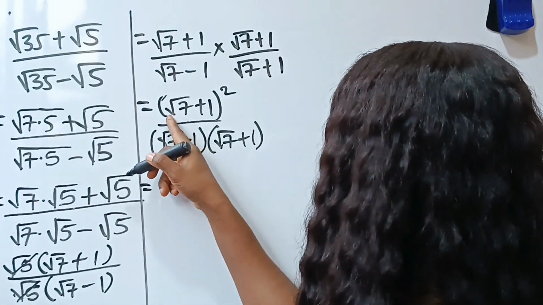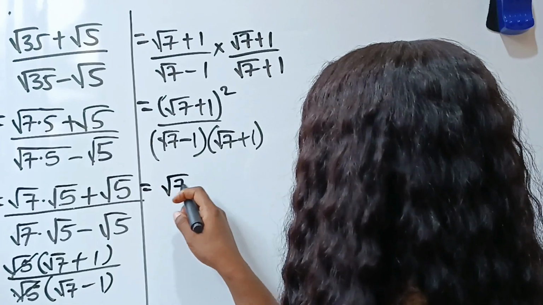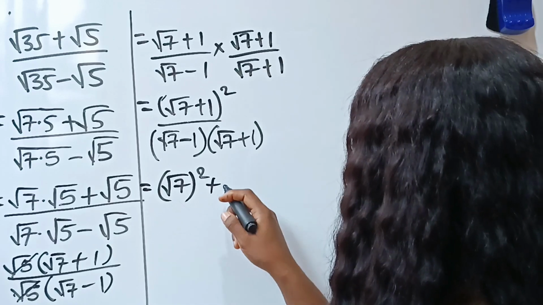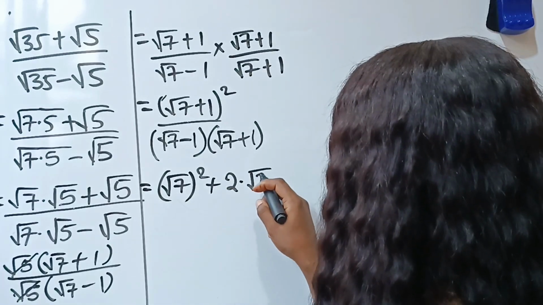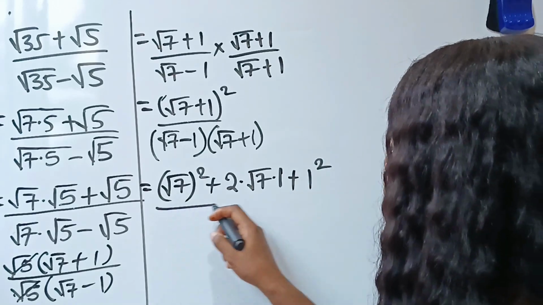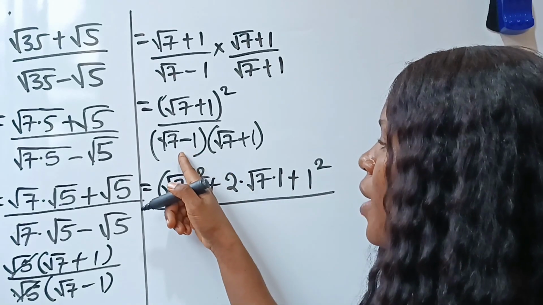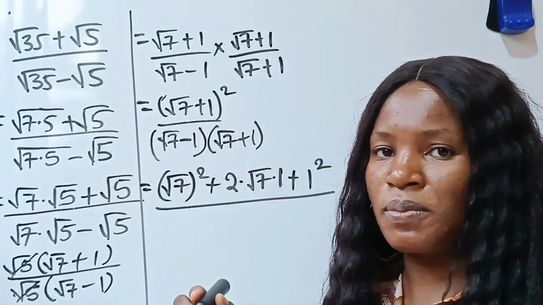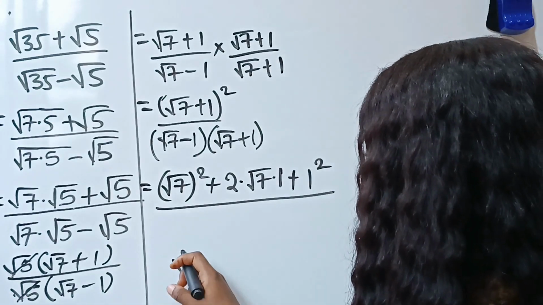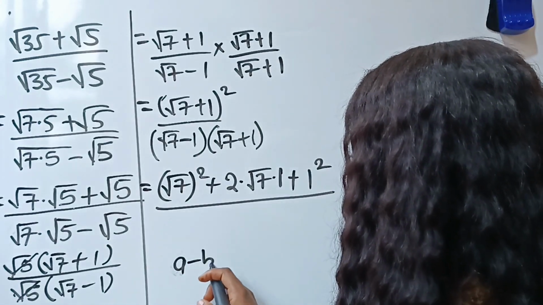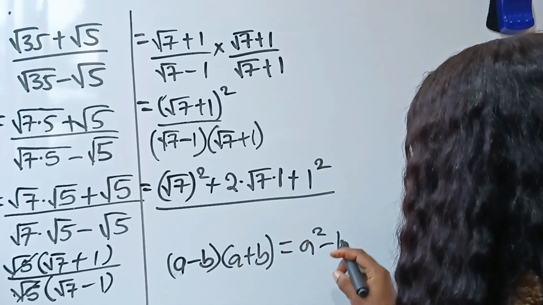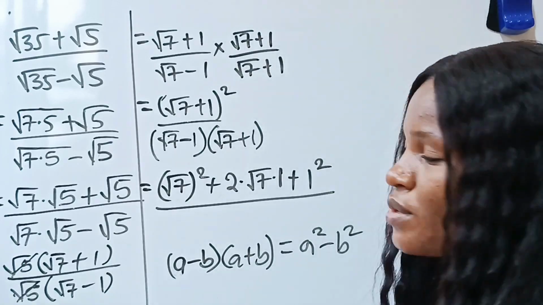So let's solve. Root 7 squared is going to be what? Oh no, let's write it out. So root 7 squared, plus 2ab, that is 2 multiplied by root 7 multiplied by 1, plus b squared, that is 1 squared, everything divided by, now when you have a number and its conjugate multiplying each other, let me write it this way, a minus b multiplied by a plus b, this is equal to a squared minus b squared. So you are going to have difference of two squares.